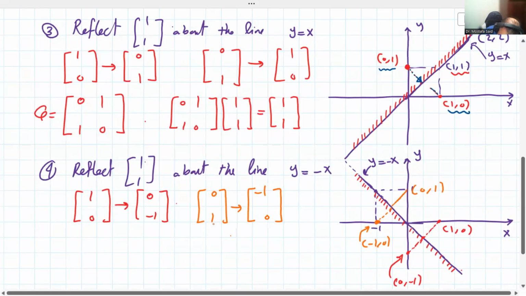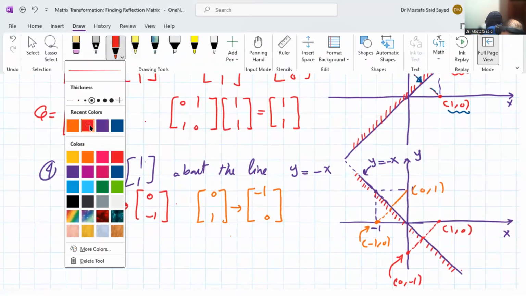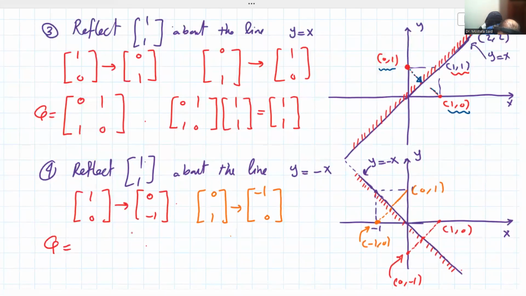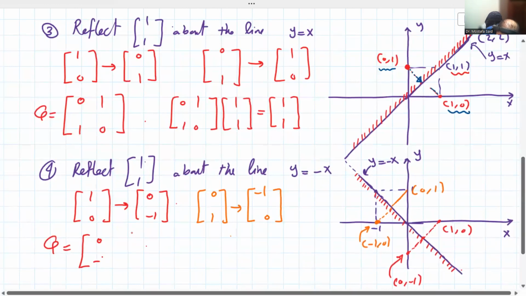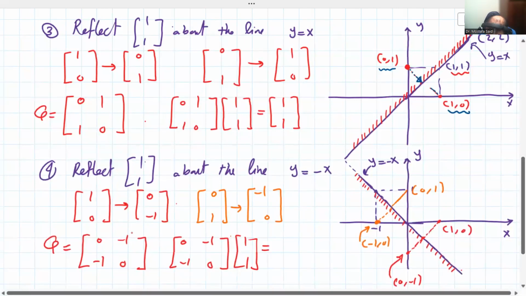So the Q matrix here, let's go back to red, is equal to 0, -1, and -1, 0. Okay, so let's apply it to our vector 1, 1. 0, -1, -1, 0, times our vector 1, 1. So let's see how this goes. We multiply, this is -1, this is -1. Okay, so let's now check if this is correct or wrong.